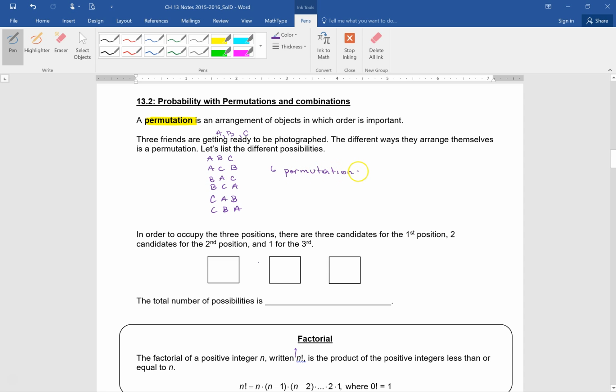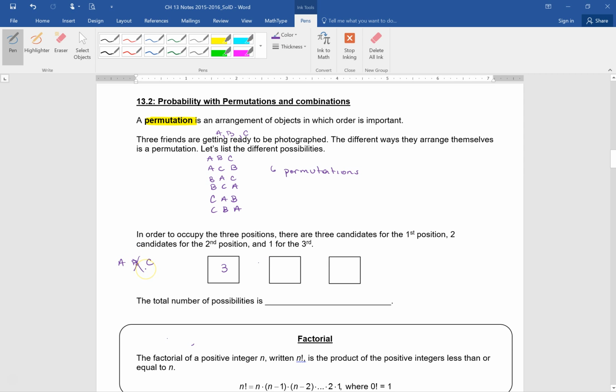Now, we can get at this number another way, right? In order to occupy the three positions, suppose you've got these three markers for them to stand on. To fill the first position, how many candidates do you have to stand on that first position out of the three friends? How many candidates do you have to choose from? You've got three. So you've got three choices here. So between your A, B, and C, you've got three choices.